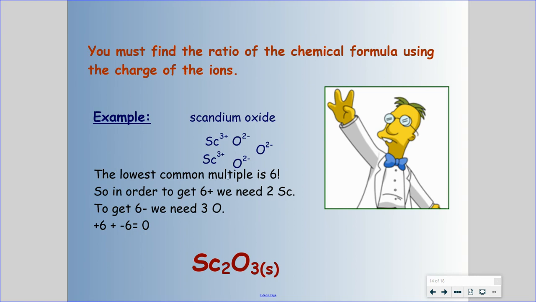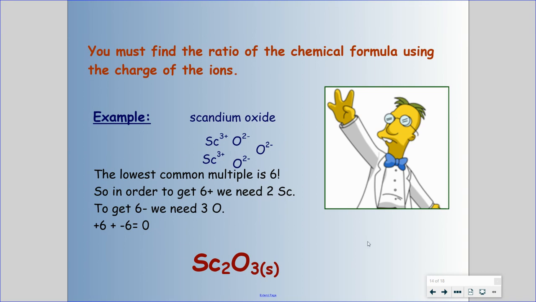So we call this the lowest common multiple being 6. 6 positive, 6 negative. So in order to do this, we ended up using 2 scandiums and 3 oxygens. Okay? So you take that and use it in your overall chemical formula writing. So how many atoms of scandium do I have? I have 2, so you would write Sc2. How many atoms of oxygen do I have? I have 3, so you would write O3.